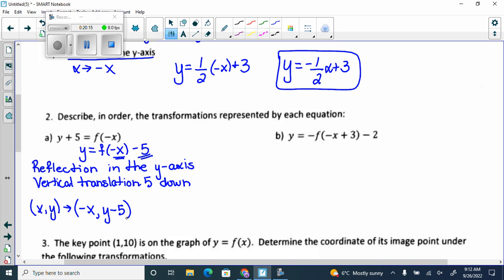Okay? On the side, what if I gave you something like this? What if I gave you y equals negative 1/2 x plus 3? If I take the negative 1/2 out, what am I left with? X minus 6. So remember, when you take the 1/2 out, you're actually multiplying by negative 2. You divide by negative 1/2 and multiply by negative 2.